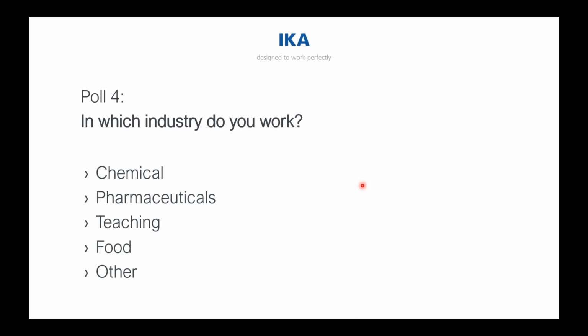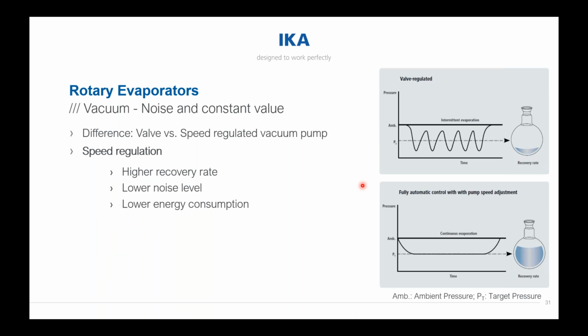So now the topic is, how can you save or protect the user? How can you increase your efficiency? And there I would just go a bit more into vacuum. So there are actually two different possibilities. Maybe some of you will just have house vacuum, and then you have a vacuum controller, and this vacuum controller is just valve regulated. So there's a difference between a valve and a speed regulated vacuum pump.